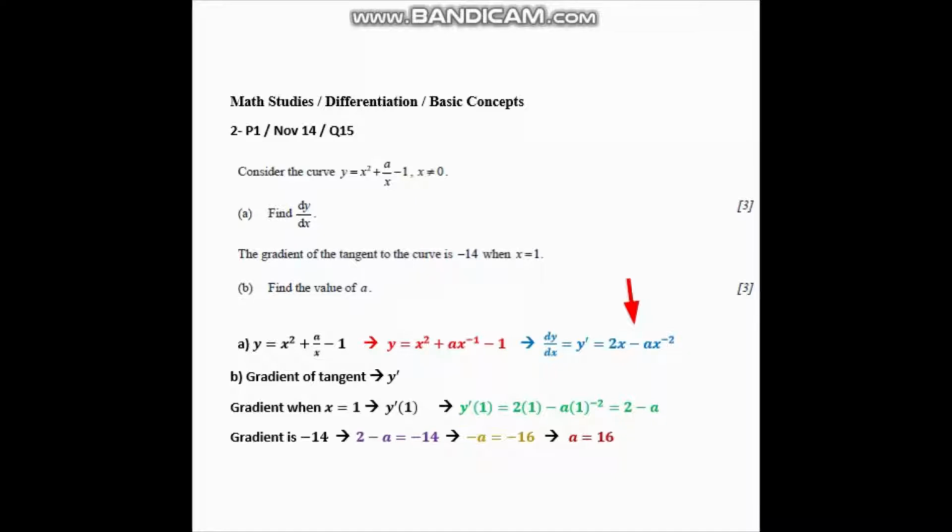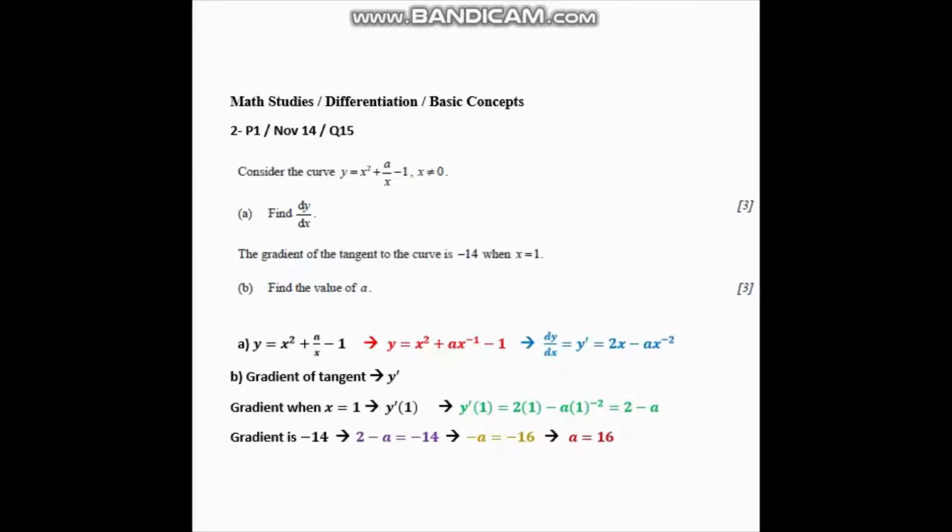Next, I am given some important information before attempting to solve B. I'm given that the gradient of the tangent to the curve is negative 14 when x equals 1. So let's translate all of that. You should know that the gradient function is the derivative function. So whenever I'm talking about the gradient, it should immediately come to my mind that I need to find y dash. Thankfully, we've already found y dash in question A.